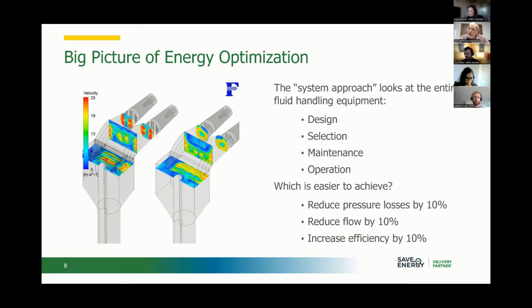If we want to drop our energy by 10%, is it easiest to reduce pressure losses, or is it easier to reduce flow, or increase the efficiency? Because they all have the same impact. The other one that has similar impact is the element of time. Can we shut our fan off for 10% of the time? That also will reduce energy by 10%.